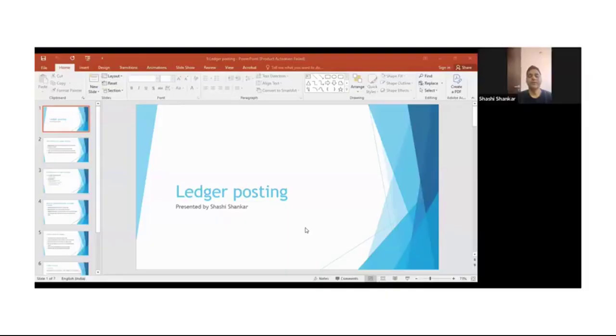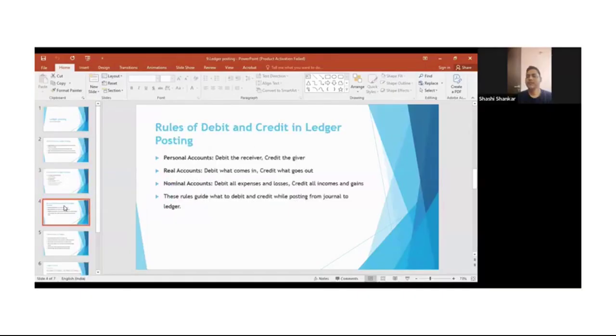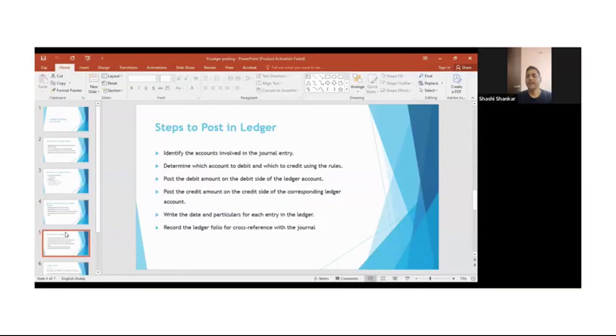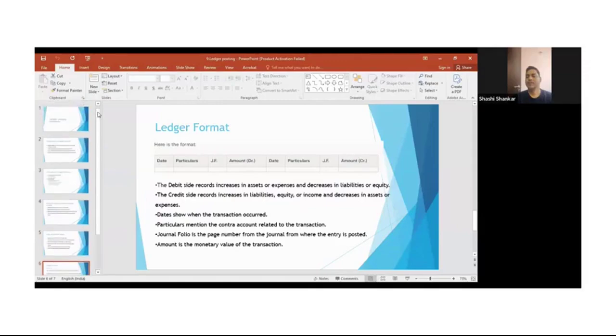So hello student, welcome to today's session on ledger posting, in which I'll cover the introduction of ledger. Next is the structure of a ledger account, then the rules of debit and credit, and ledger posting, how it is posted. There are some steps to post in the ledger, and lastly I'll show you the format, how it looks like, and the steps that can be considered during the posting into the ledger.